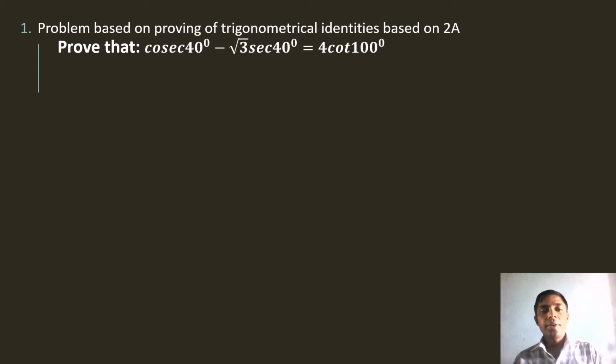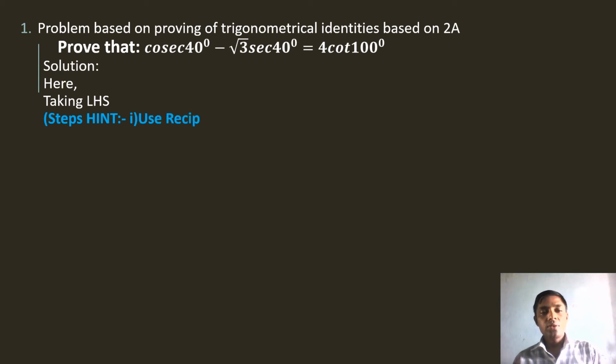It will be convenient to take the LHS, but this is a little bit different. So first we will see the steps of how to solve this type of problem. What will be the algorithm to solve this similar type of problem? First we will see this algorithm, then accordingly we will apply it to the solution. So first we'll take the LHS, and we'll get cosec 40 degree minus root 3 sec 40 degree. So what will be the steps?